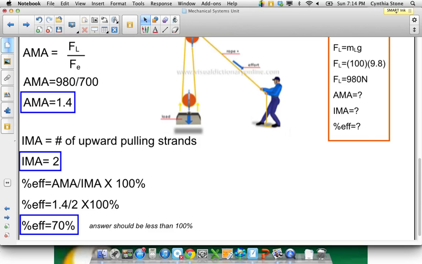And you know it's a good answer. Just put a check mark on it as a good answer because it's something less than 100. It makes sense. If I had 120%, it's not possible. I probably made a mistake somewhere if you get something greater than 100. Okay? So that's just a little example of calculating actual mechanical advantage, ideal mechanical advantage, and percent efficiency. Okay, and I think that's it for this video.